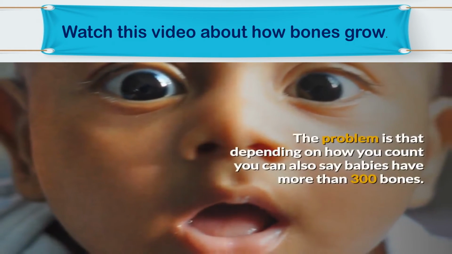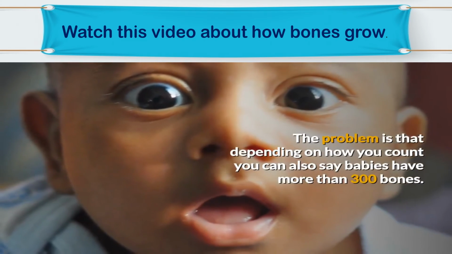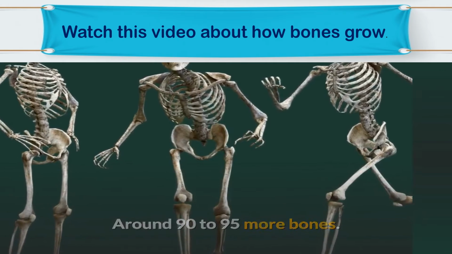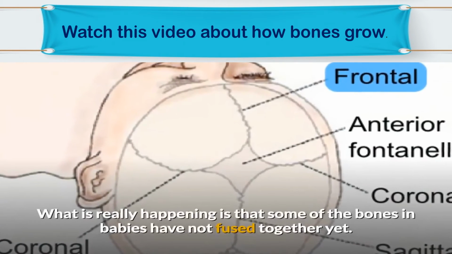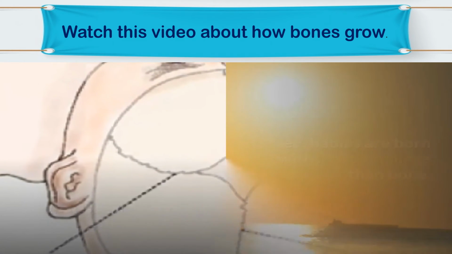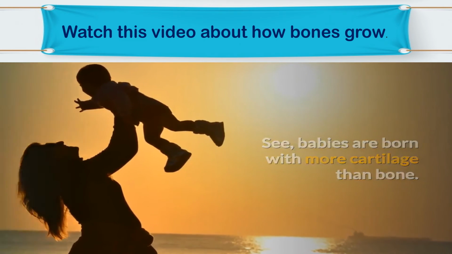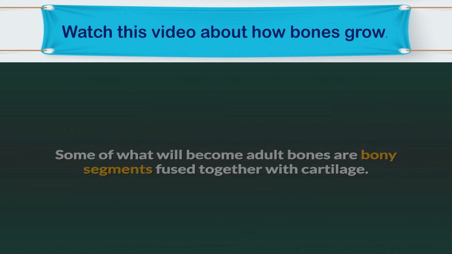The problem is that depending on how you count, you can also say babies have more than 300 bones, around 90 to 95 more bones. Or you can count another way. What is really happening is that some of the bones in babies have not fused together yet. See, babies are born with more cartilage than bone. Some of what will become adult bones are bony segments fused together with cartilage.